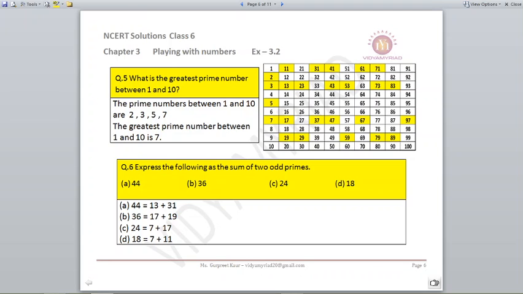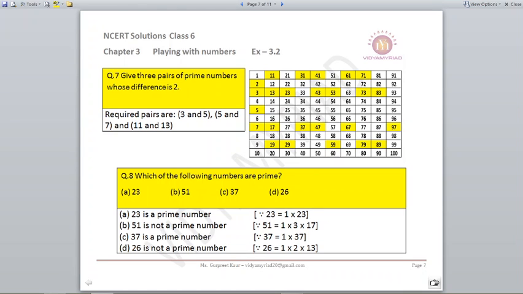So you can make any random pair. There is no fixed answer for this. You can choose any number. If I want 36, 36 can be made from 17 plus 19. 24 can be made from 7 plus 17. 18 can be made from 7 plus 7. It is not necessary that you follow this. You can make any other pairs also. It is your choice. But you just have to look at the table and see the prime numbers. Add them together to get the relevant answers.